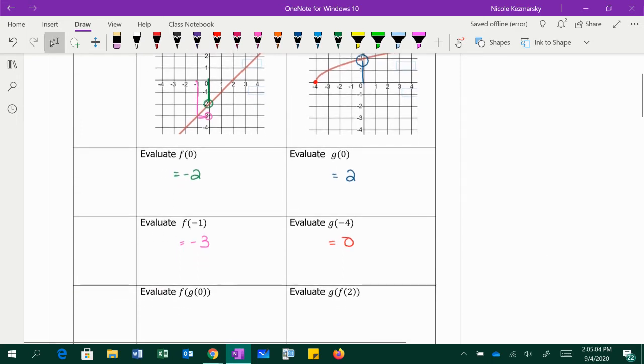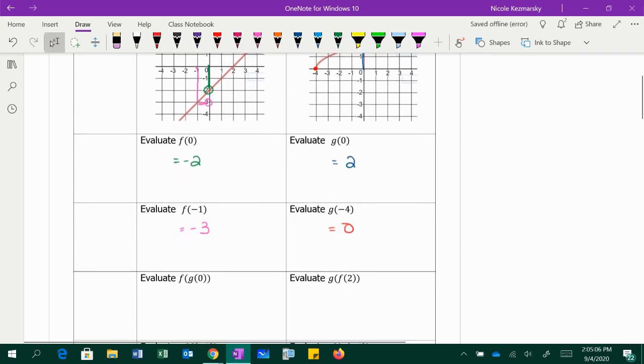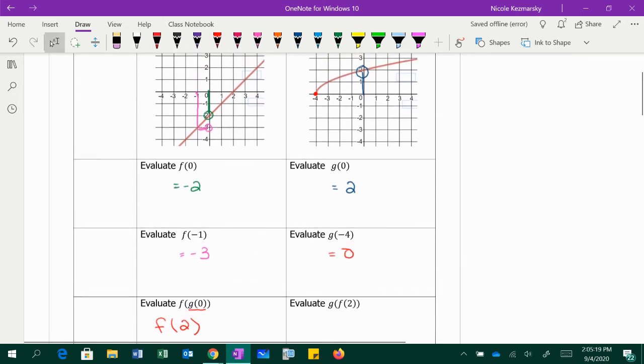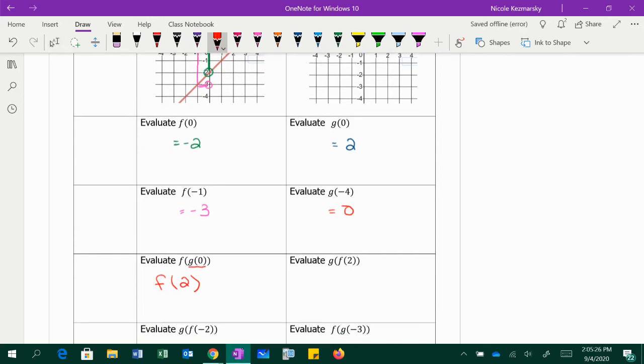I can do the same thing with a composition of functions. I always start from the inside when I'm evaluating compositions. So g of 0 we already figured out was 2. So we're going to say f of 2. And I'm going to go up to f. I'm going to find 2, which happens to be an x-intercept. And so f of 2 is 0.